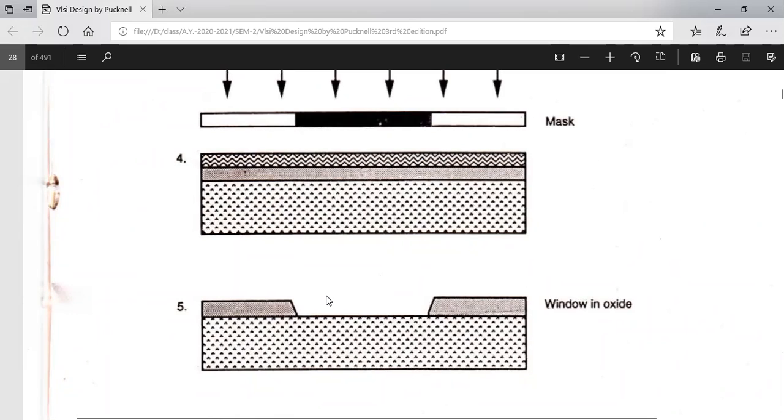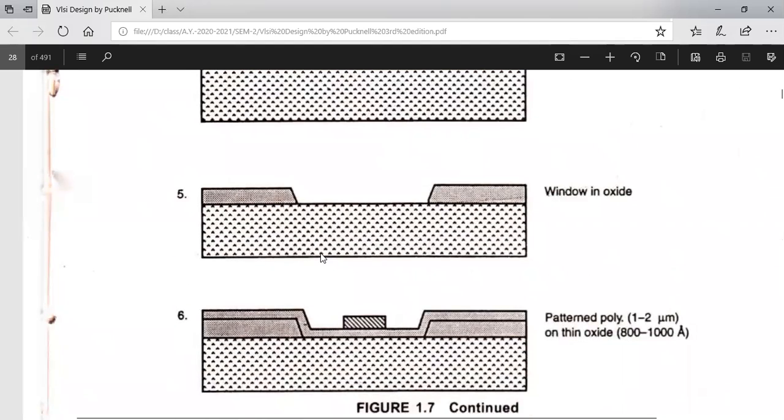So I have created a window in this oxide with the help of photoresist and UV light, using a mask. Then you can see here, I am once again subjecting this silicon dioxide to the oxidation process. So it is once again oxidized.